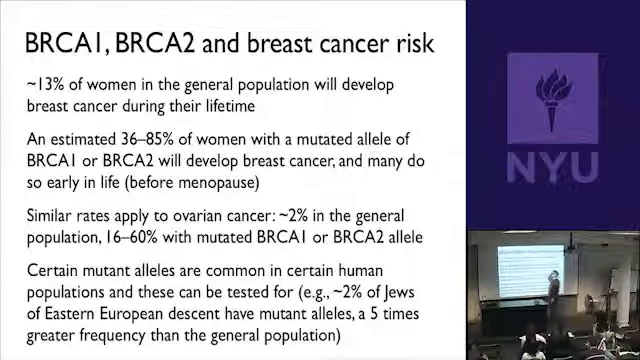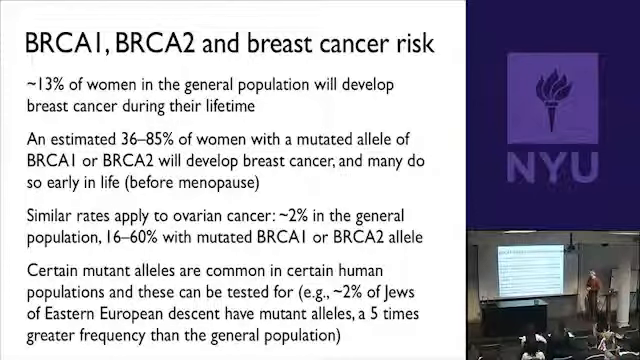Okay? And some of these statistics are really depressing too, right? So 13% of women in the general population will develop breast cancer during their lifetime. Okay, that's a really, really huge proportion. And that risk goes way up if you have the bad version of either one of these genes, because it's been estimated that somewhere between 36% and 85% of women with a mutation in one of those genes will develop breast cancer. And it also tends to make it happen earlier in life as opposed to later in life.